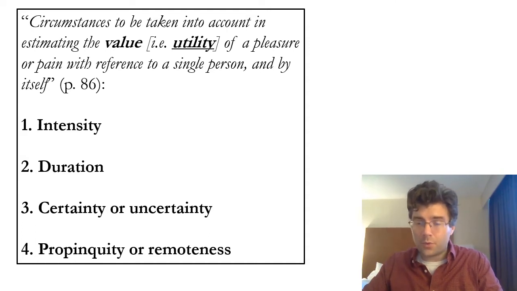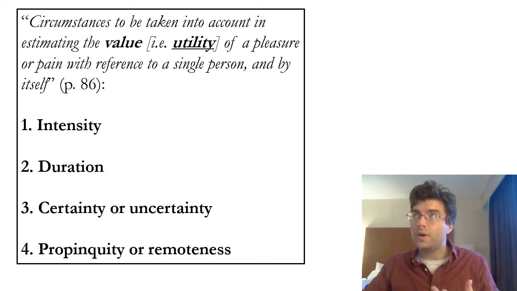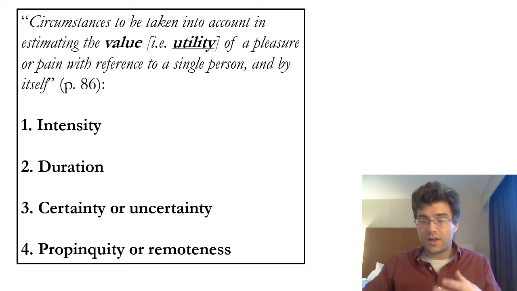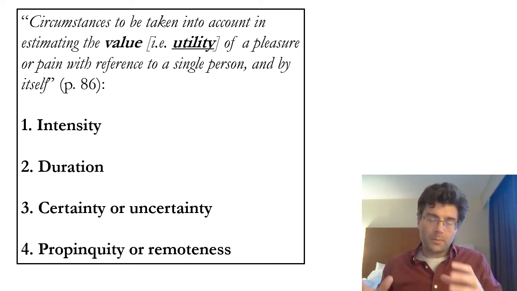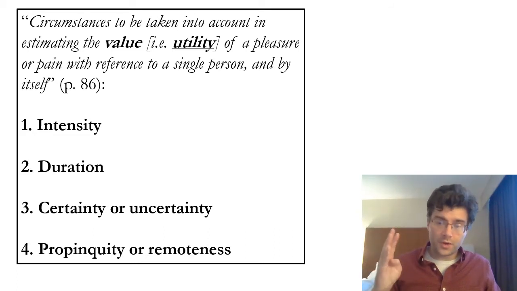And then the fourth dimension is something that Bentham calls propinquity or remoteness, which basically just means how soon will the pleasure manifest? How soon will the pleasure be experienced? And all else being equal, more propinquitous pleasures are better, have higher utility, and are preferable to more remote pleasures, because the more propinquitous pleasures are able to be enjoyed more quickly, and that's a better thing. So these are the first four dimensions of pleasure.